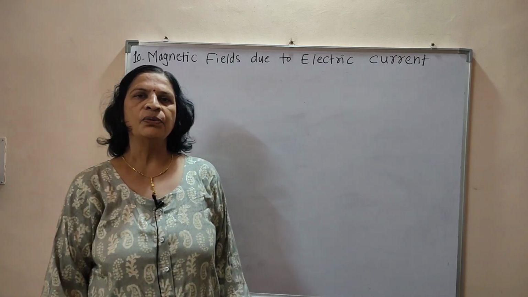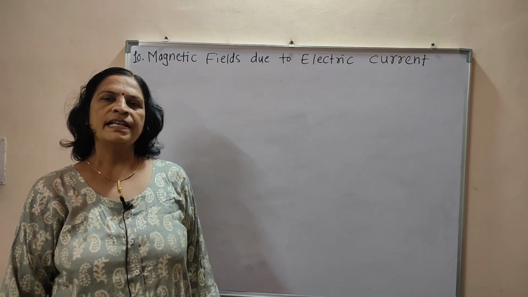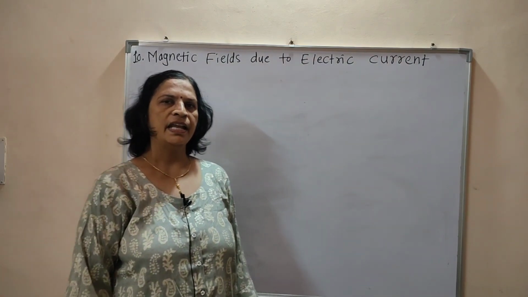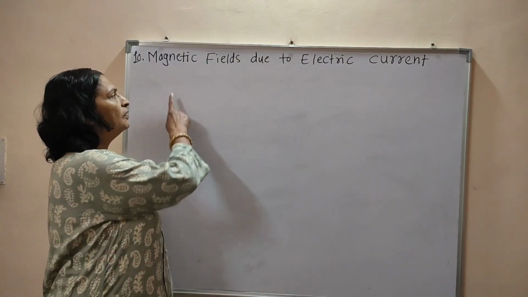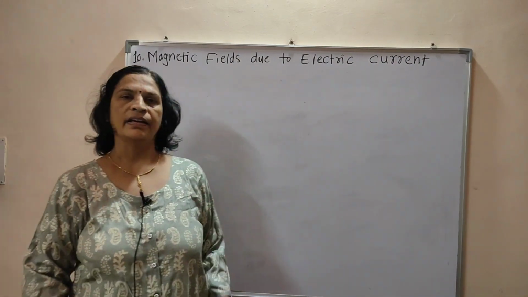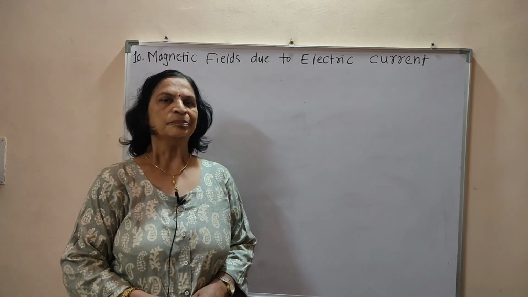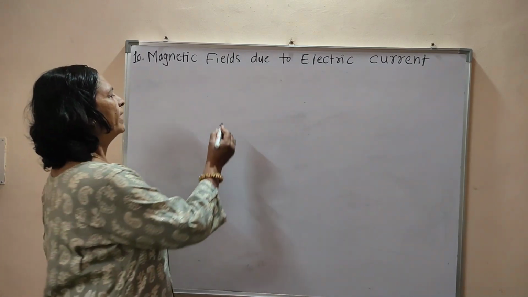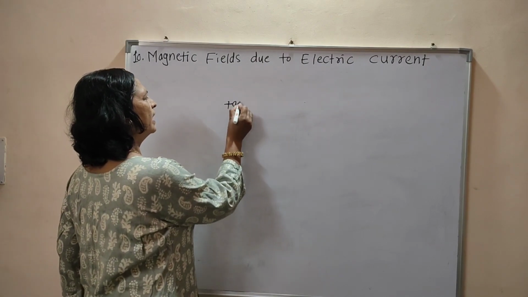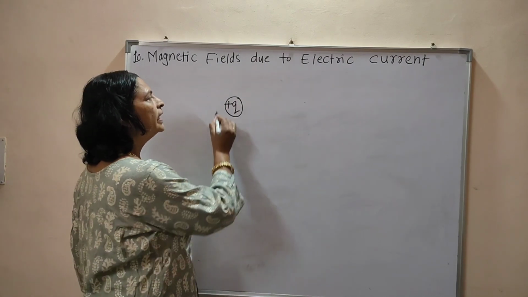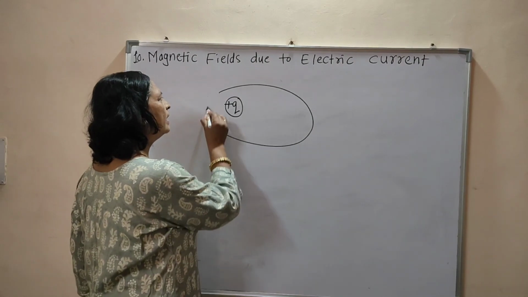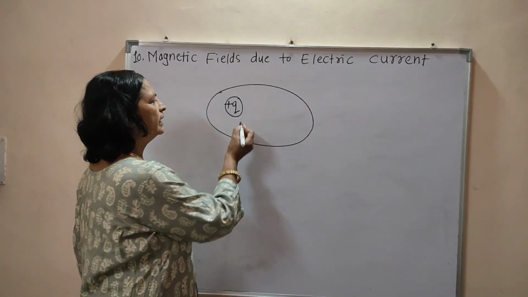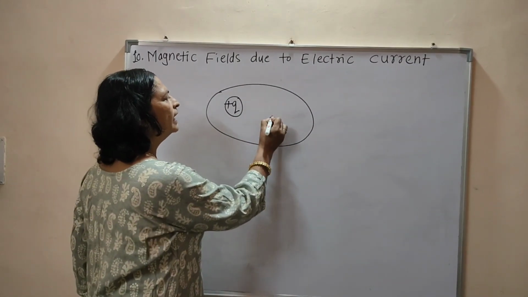Today we will start the new chapter, and the name of the chapter is Magnetic Field Due to Electric Current. Okay, let us start. In electrostatics, we studied that when a charge is stationary, it produces a field around it, and that field is the electric field.